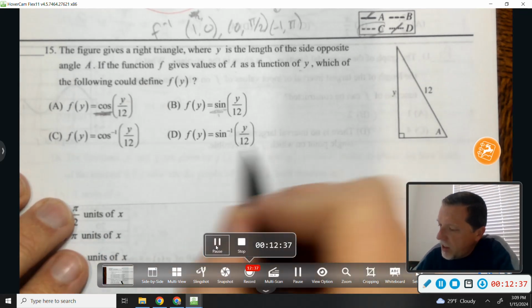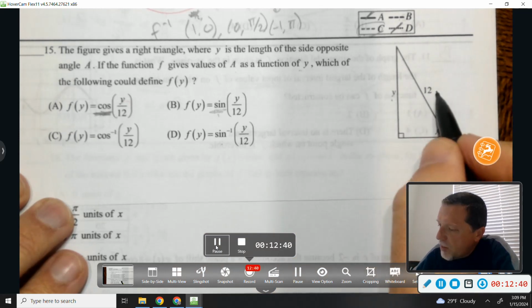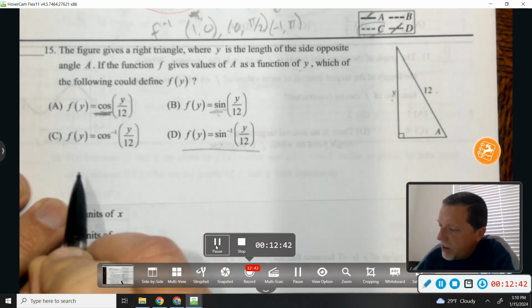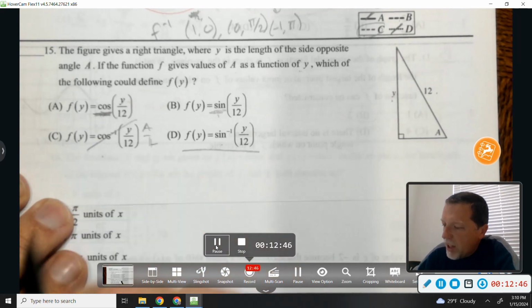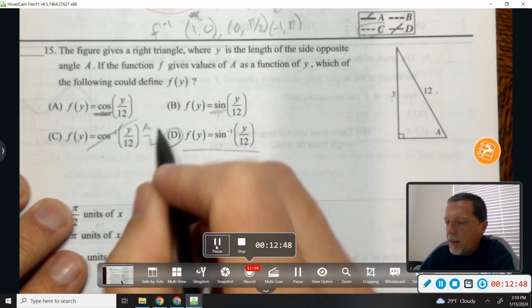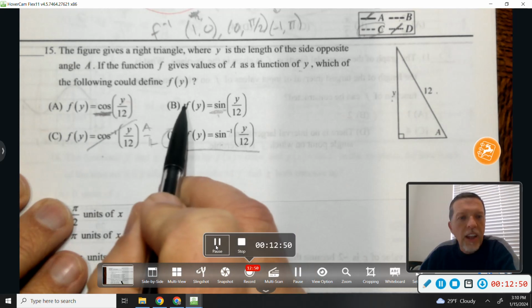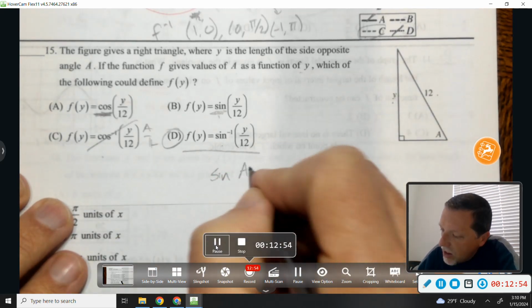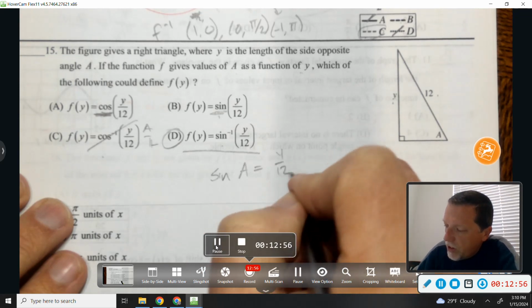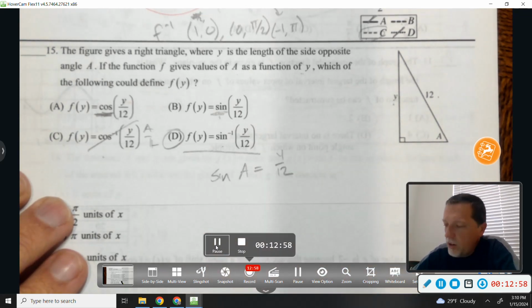So let's see, inverse sine is opposite over hypotenuse, so that looks pretty good. Inverse cosine should be adjacent over hypotenuse, so that's out. Okay, so it's got to be D, because you never take the sine or cosine of a ratio. Sine and cosine is of an angle, which gives you a ratio. So it's got to be D.